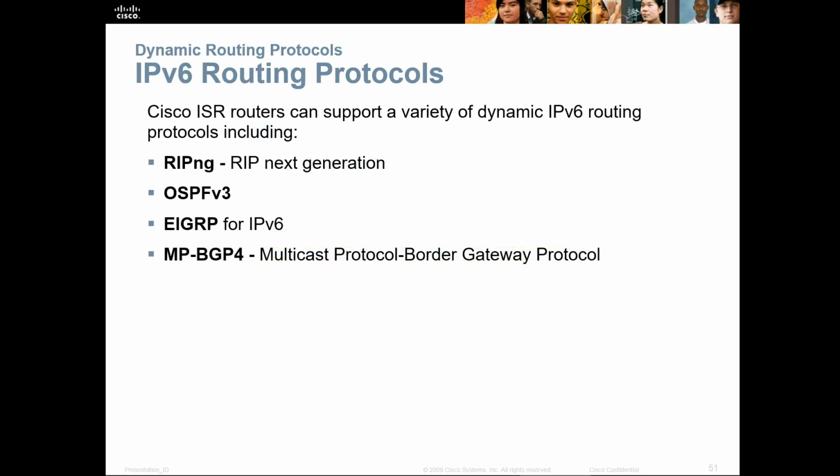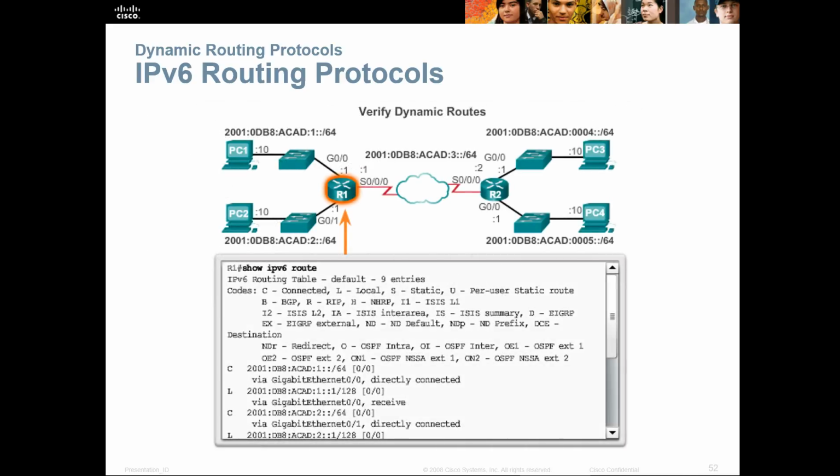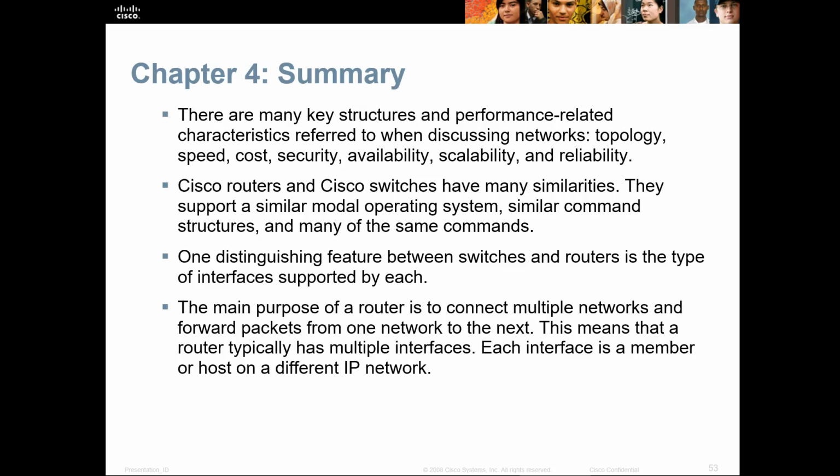What are the IPv6 versions of those protocols? RIPng, next generation. OSPF version 3. EIGRP for IPv6. And MP-BGP4. Those are the routing protocols that will route IPv6. Still very similar to the IPv4 versions, but this is the new version. Again, you can do a show ipv6 route, and you can do the programming and the route tables for the IPv6 addresses. That's actually it for this chapter.